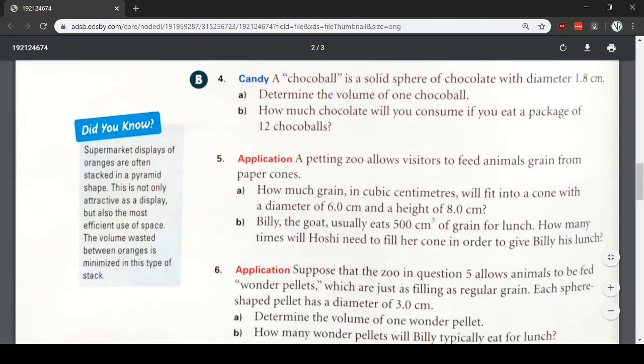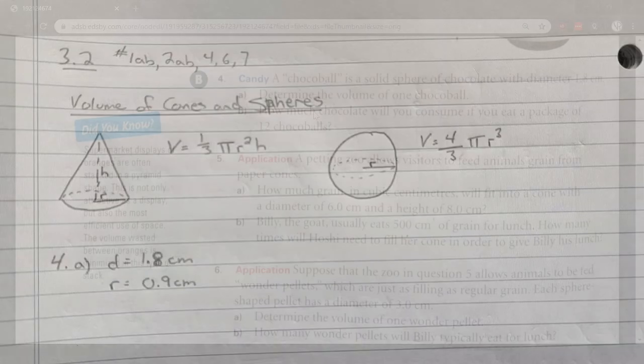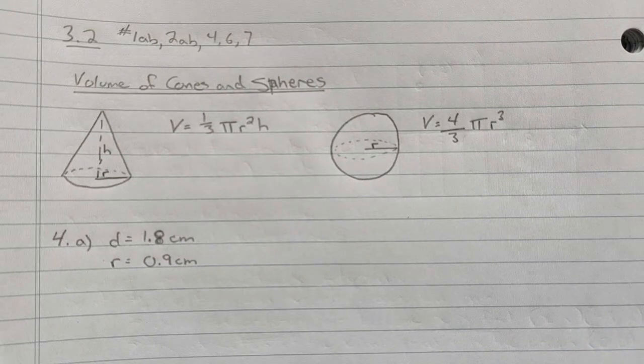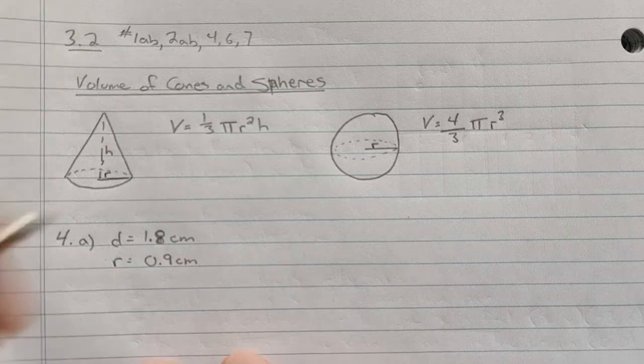And I should probably switch that back over. Sorry. So there's number 4. 1.8 centimeters is the diameter. Radius is 0.9 centimeters. So let's take that down and actually calculate the volume now.